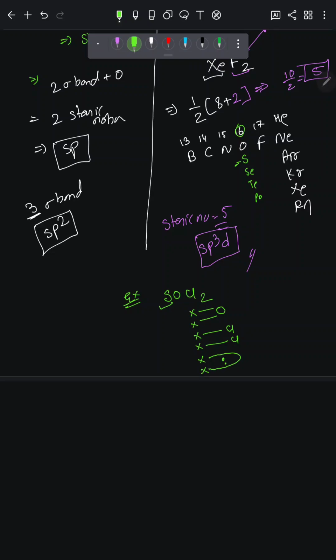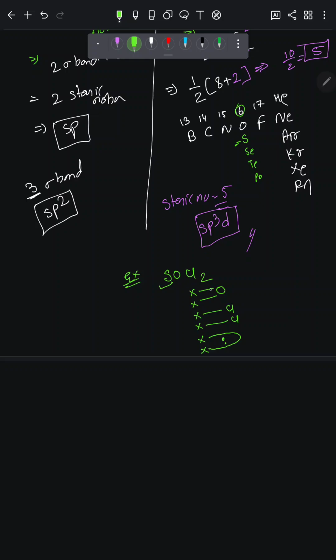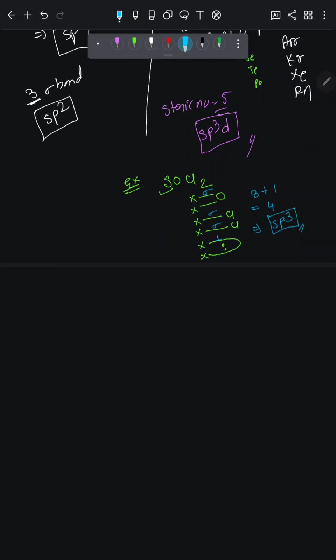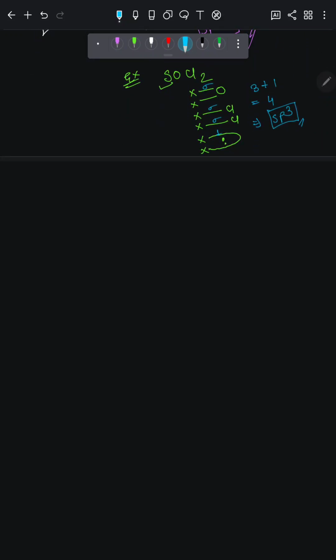To calculate the steric number, we count the number of sigma bonds. Here it is sigma, sigma, sigma, and 1 lone pair is present. Counting this, we get 3 plus 1, which is equal to 4. So the hybridization of SOCl2 will be sp3. For steric number 4, it is sp3. So this is the method by which we calculate hybridization.